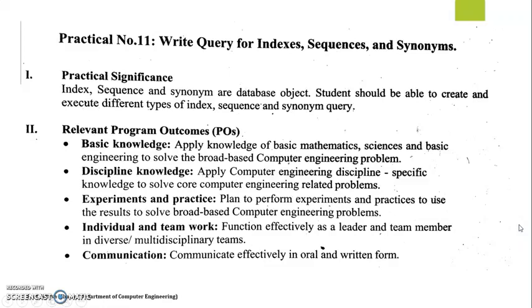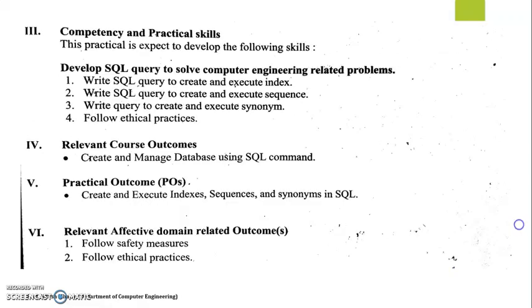Practical number 11 is about writing queries for indexes, sequences and synonyms. The practical significance: index, sequence and synonyms are database objects. Students should be able to create and execute different types of indexes, sequence and synonyms queries. Relevant program outcomes achieved in this experiment are basic knowledge, discipline knowledge, experiments and practice, individual and teamwork, and communication.